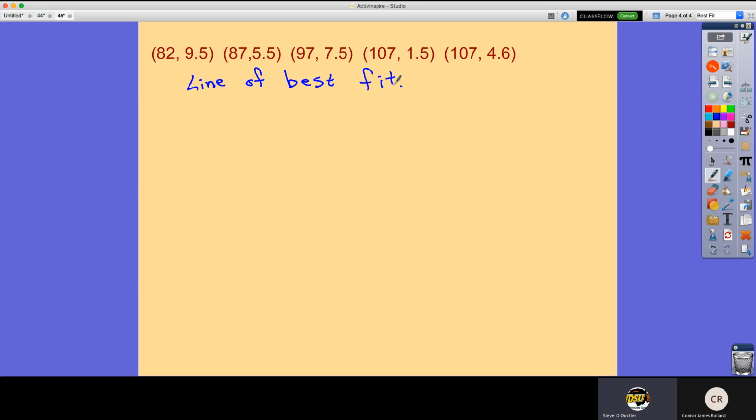All right, so what you should have here is those 5 points put in there. Any questions so far?